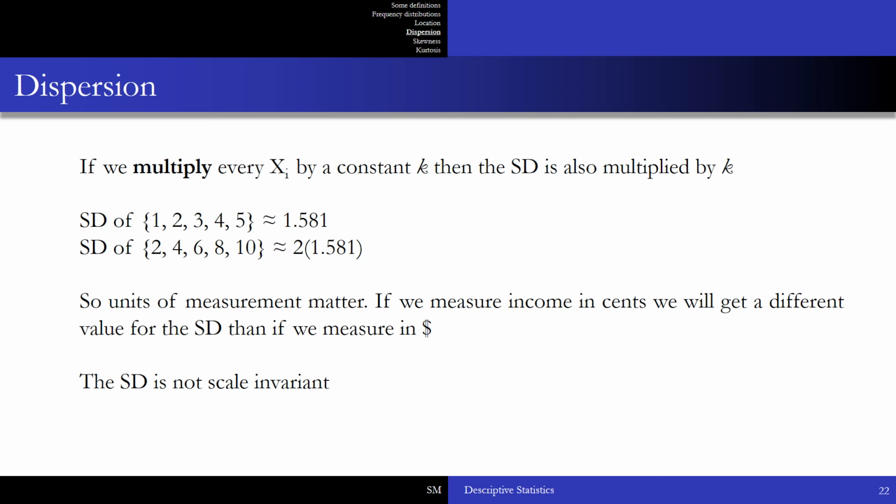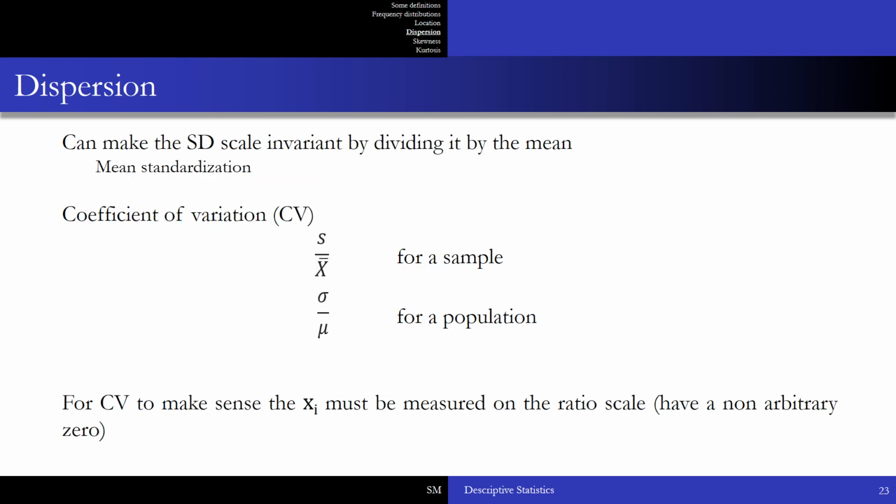So the units of measurement really matter. If we measure income in cents, we'll get a different value for the standard deviation than if we measure them in dollars. Sometimes this is put as saying that the standard deviation is not scale invariant. We can make the standard deviation scale invariant by dividing it by the mean. This is called mean standardization.